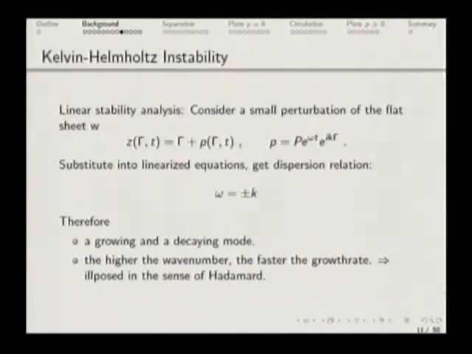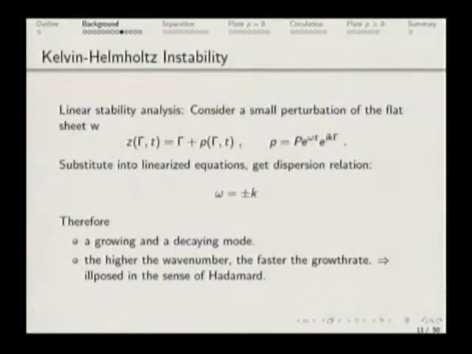And you take a small perturbation of that, of a perturbation of this particular form. So you linearize the equations around gamma, and you look for a solution of this form. So it grows like e to the omega t, and it has wave number k. Then you substitute it into the linearized equation, and you get the dispersion relation, which is of this form: omega equals plus or minus k.